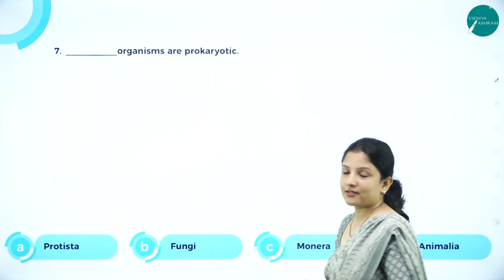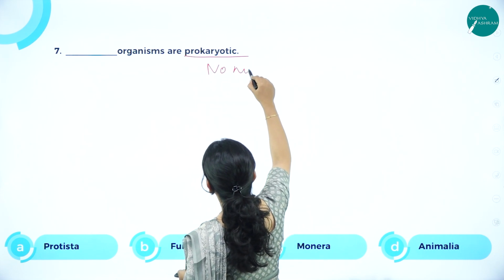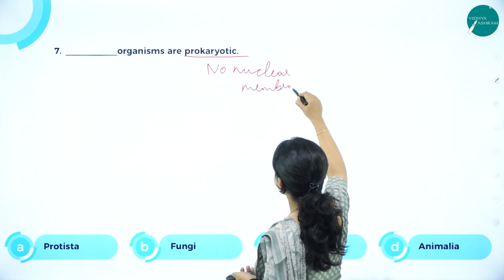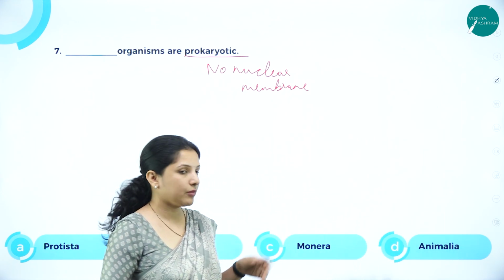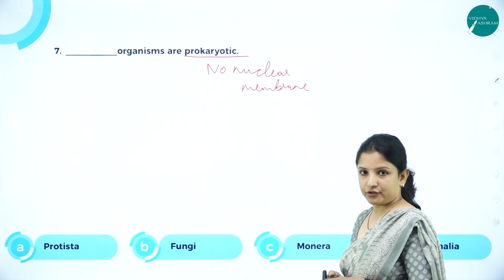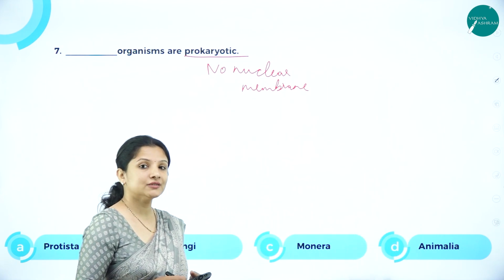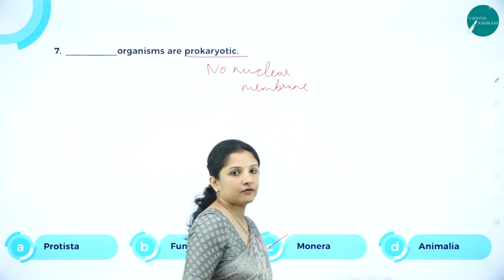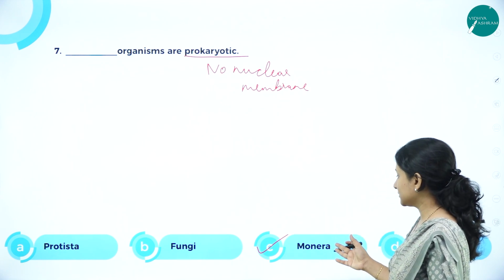Next here, dash organisms are prokaryotes. I just changed it, meaning no nuclear membrane. So here, is it Protista, Fungi, Monera or Animalia? Protista are eukaryotes. Fungi are also eukaryotes. Monera do not have a nuclear membrane because all the bacteria come under Monera. They lack a nuclear membrane, so they are prokaryotes. And Animalia are eukaryotes. So the right answer here is Monera.